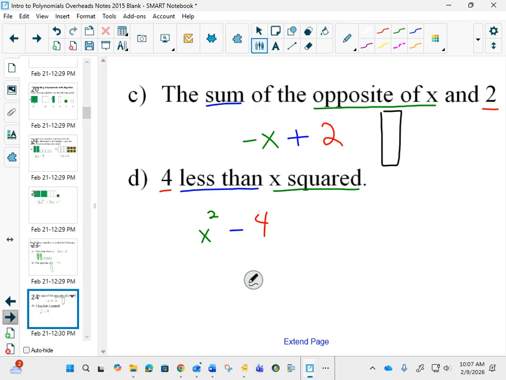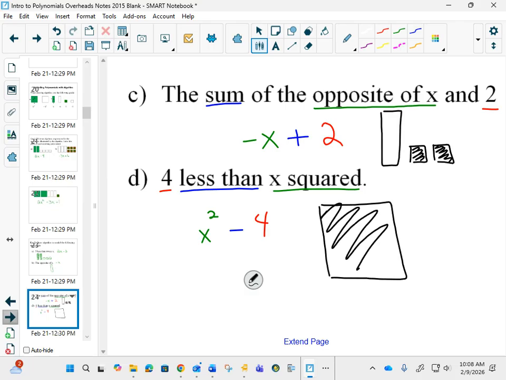And check, how did you do? Did you draw one rectangle empty and 2 squares filled in? Yes. Excellent. x squared minus 4. Did you draw one big square empty? Nope. Filled in. Such pretty shading. And then minus 4. Draw 4 little squares. Yeah.